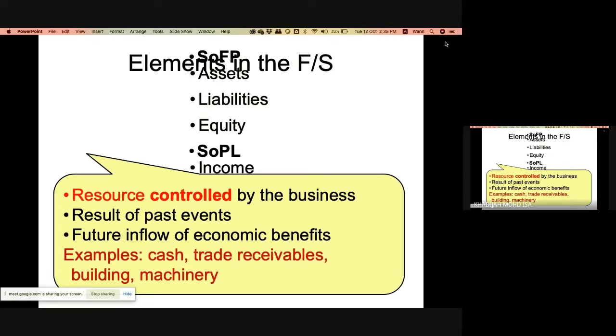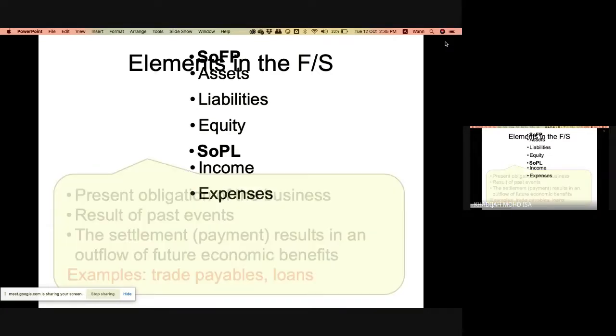Trade receivable means that because of sales to your customer who purchased on credit, they will pay you in the future. So when they pay, you're going to receive, all right, receivable. And an example of an asset is also your building and your machine, used in the business.